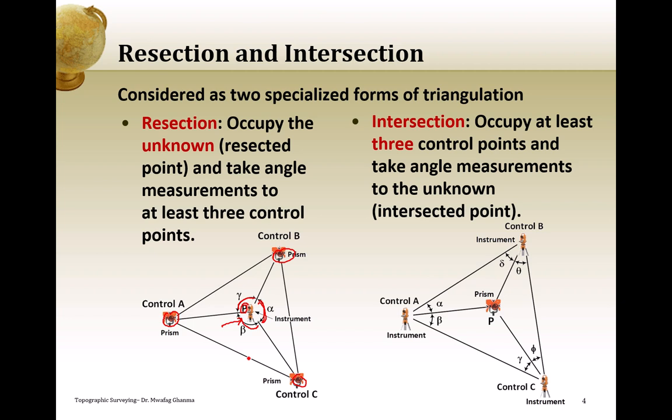While for the intersection, we will be doing the measurements from the known points. So we will put the instrument on the control points, not on the unknown point, and we will do the measurements from all these known control points to the unknown point, and here we will be measuring 6 angles if we have only 3 control points. If we have more control points, either in the resection or in the intersection, we can add more control points. This will strengthen the solution, but usually these two particular problems are done using 3 control points.